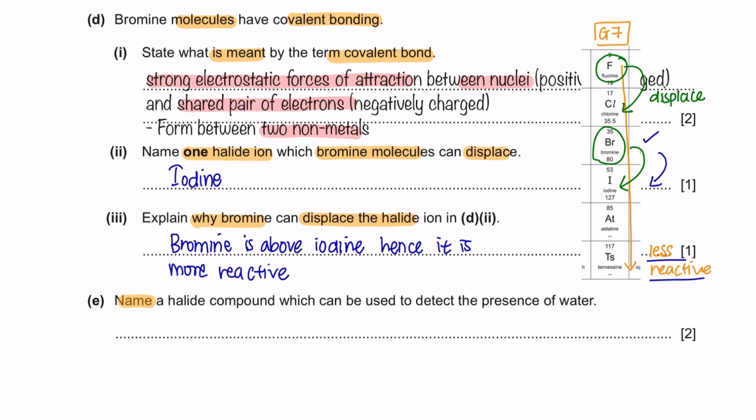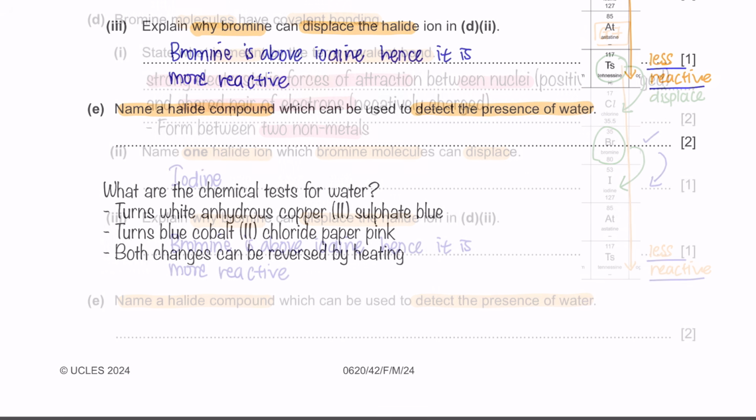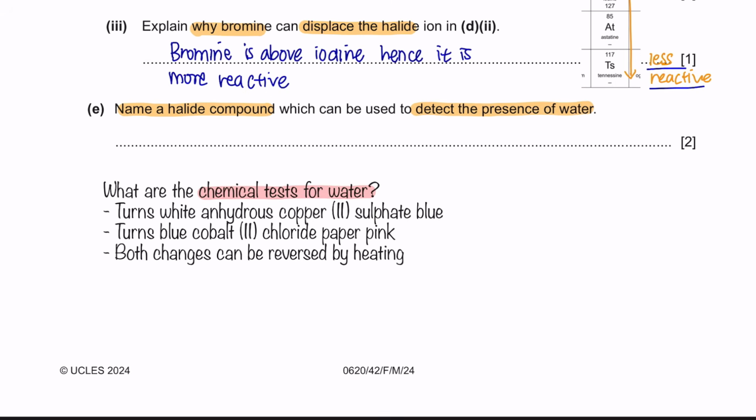Part E. Name a halide compound which can be used to detect the presence of water. In your syllabus, you will learn a chemical test for water, which is anhydrous copper sulfate and cobalt chloride. Since they're only looking for a halide compound, the answer will be cobalt chloride.